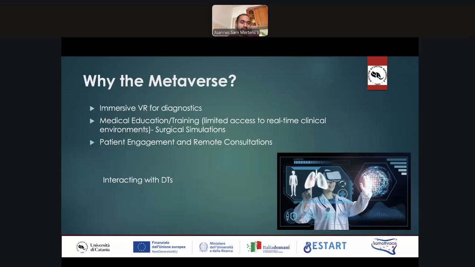When you have digital twins for the human organs, the doctors can navigate to the heart, or let's say a kidney, and analyze it in an immersive way using virtual reality.